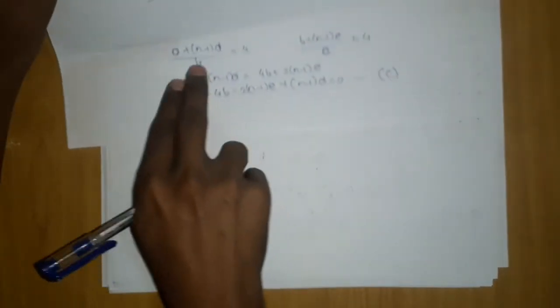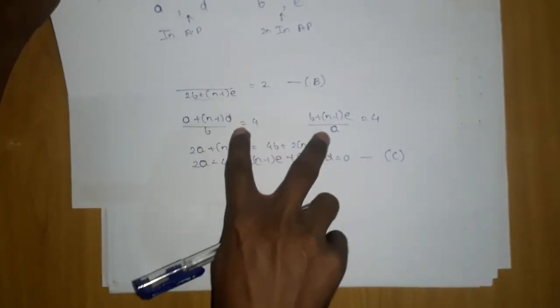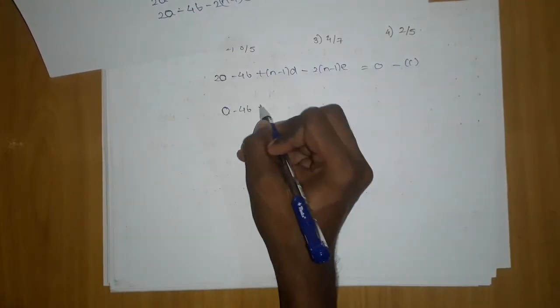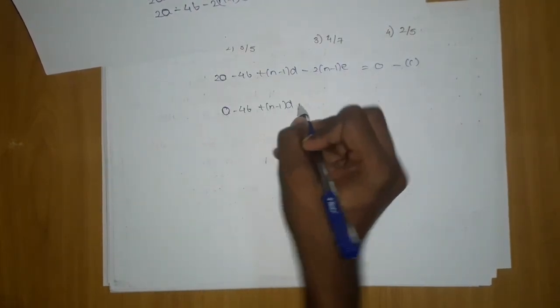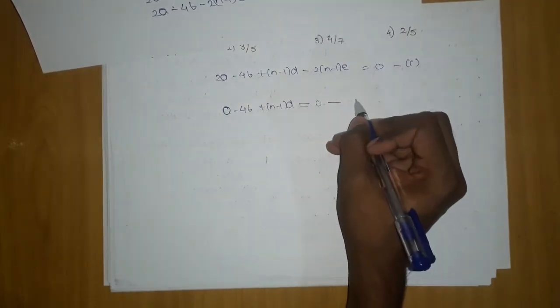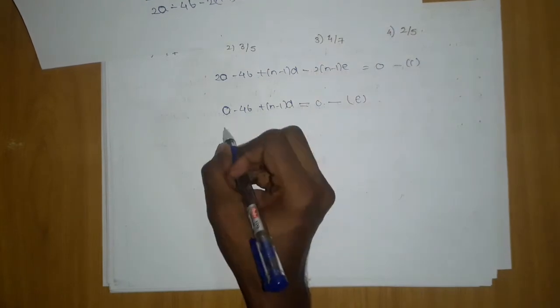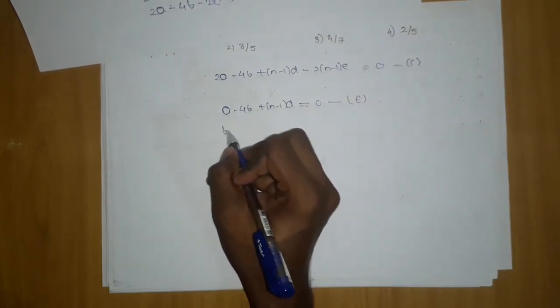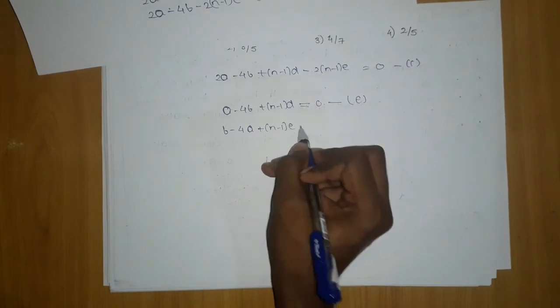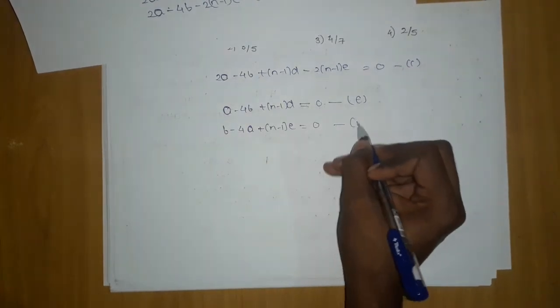From this I can get two equations. The next equation will be a minus 4b plus (n minus 1) into d equals 0. This will be my e equation, and b minus 4a plus (n minus 1) into e equals 0. This will be my f equation.